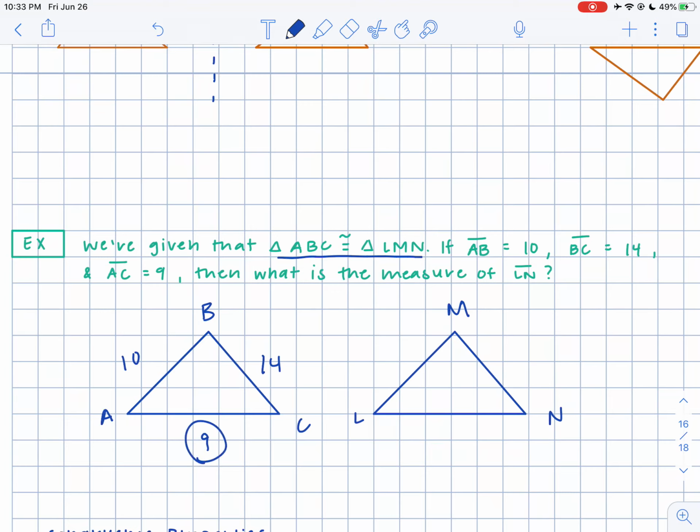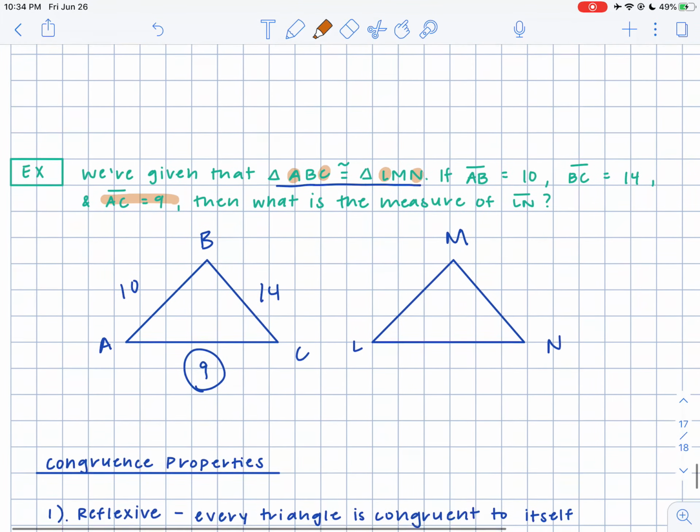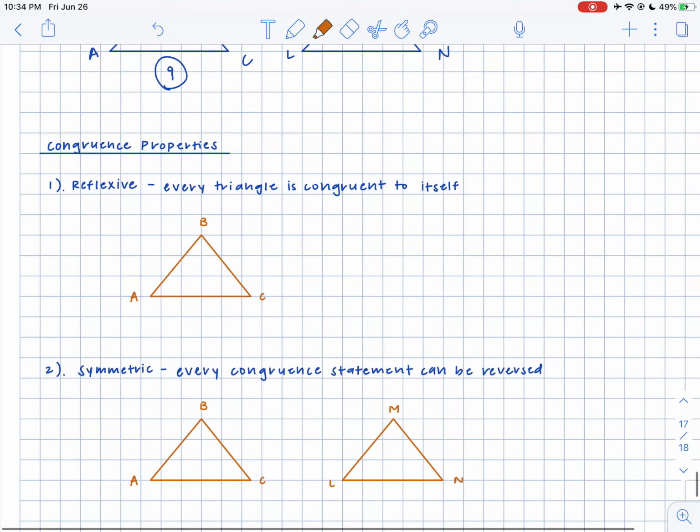Well, now that we drew the figure out, we can already see the measure of LN is 9. And if you didn't want to draw the figure out, you can tell just by looking at the congruent statement, right? We're looking for the measure of LN, so what we would do is look at the congruent statement and identify the corresponding vertices, A, C. And in the problem, we are given AC, which we see is 9. So that is another way to look at the problem without drawing the triangles. But of course, drawing is always a really good way to help you visualize what's going on.